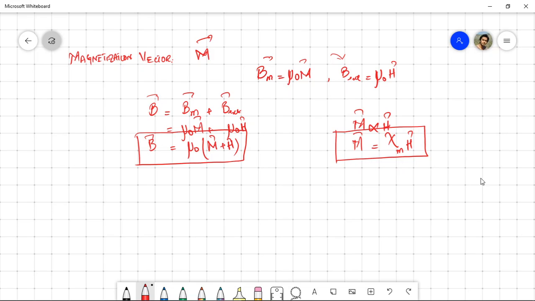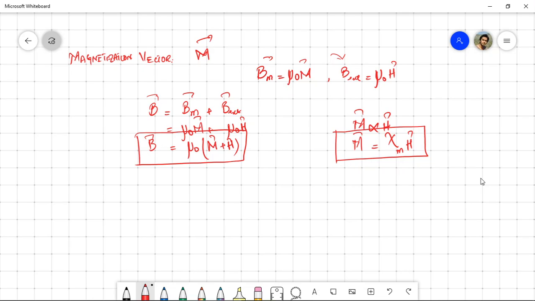We have defined susceptibility in electrostatics earlier. We said that it is basically the capability of a material to change itself according to the externally applied field. This susceptibility is a dimensionless quantity, as you can see that this M, magnetization, and this magnetic field intensity both have the same units.